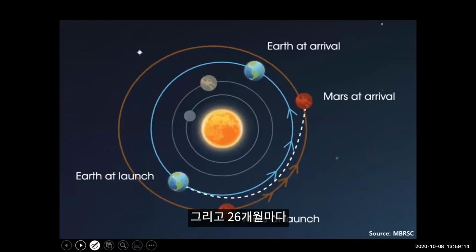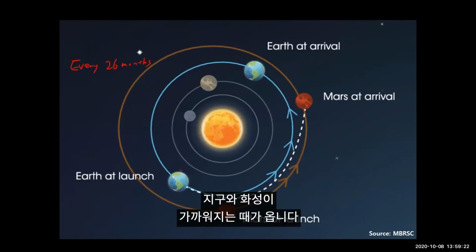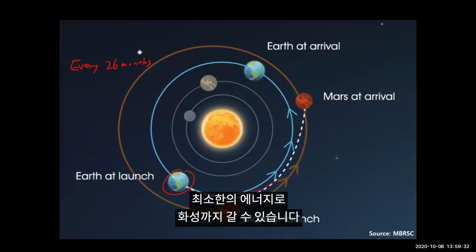So every 26 months, Earth and Mars get close enough that we can get to Mars. This is called the Hohmann transfer orbit, so that we can get to Mars with the least amount of energy.